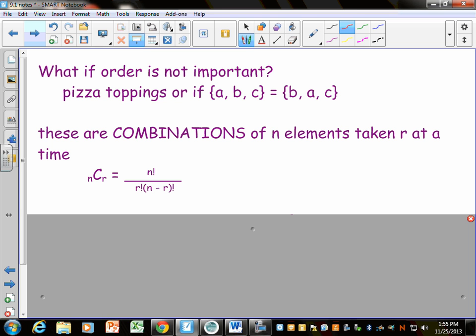Combinations are used a lot more in probability than permutations because oftentimes in probability, order does not matter. So part of your homework today, you don't even have to work them out. They just give you some scenarios and you have to say, is it a combination or is it a permutation? Does order matter or does order not matter?